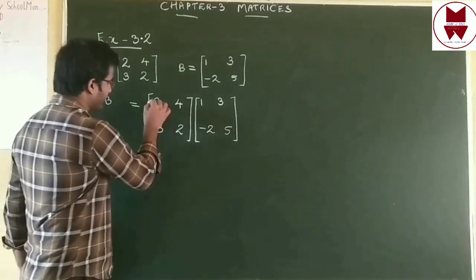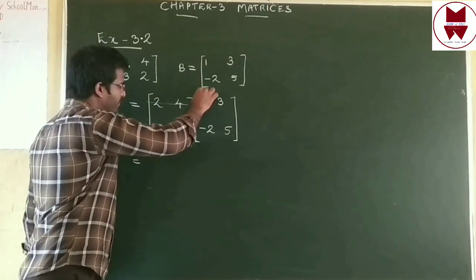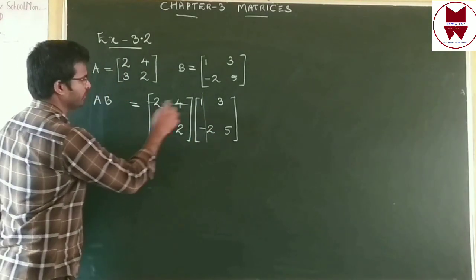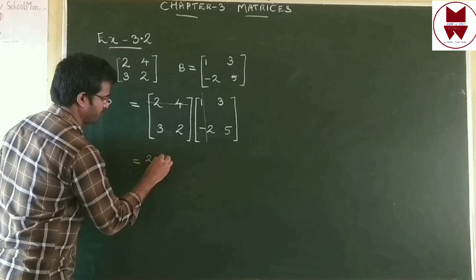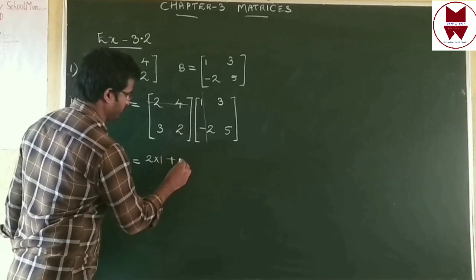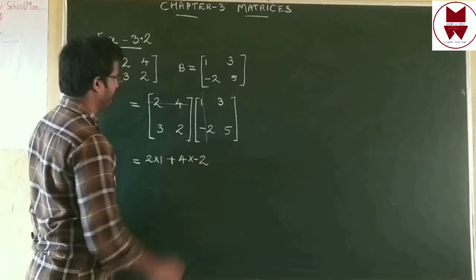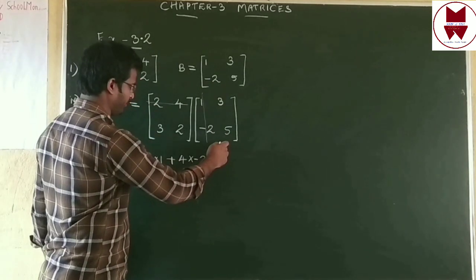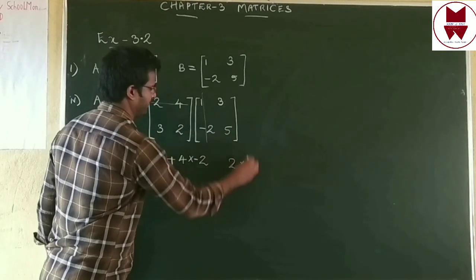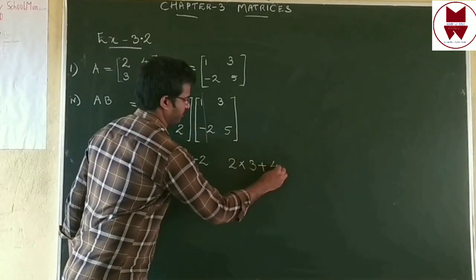Equal to, take the first row, that is 2, 4. In the first row two elements are there, 2, 4, and the first column. First row multiplied with first column: 2 into 1, plus 4 into minus 2. Again, first row, second column: 2 into 3 plus 4 into 5.